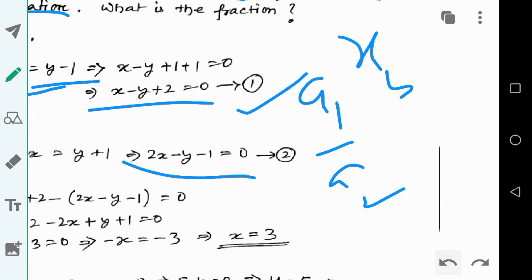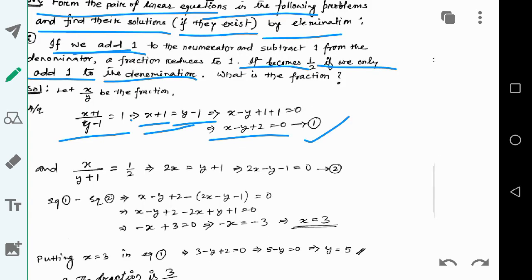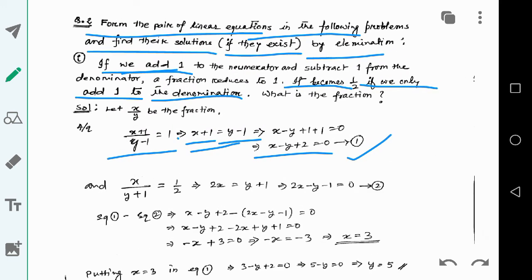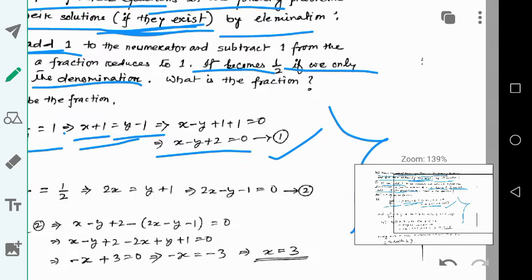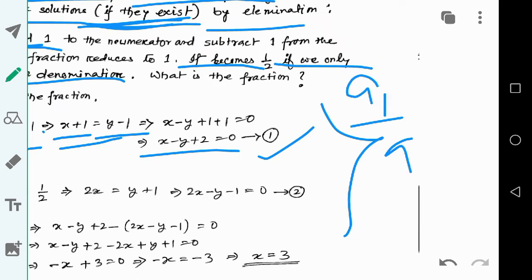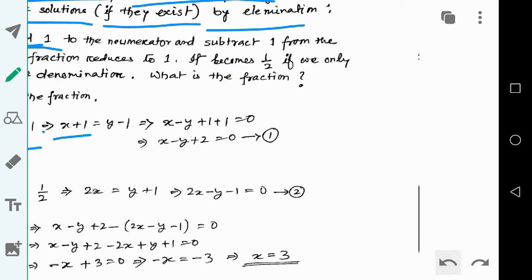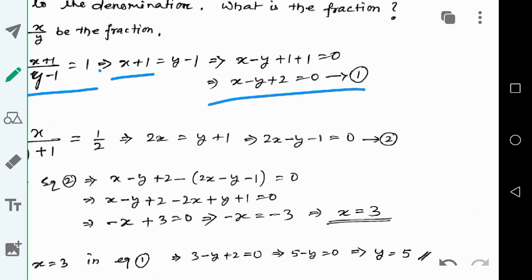Now you see, if the question is asked directly, "solve", and it is not mentioned "if they exist", then you have to solve like this. And if it is given "if they exist", then you need to check whether the condition a1 by a2 not equal to b1 by b2 is obeyed by these two equations or not. These things are already discussed in earlier classes, so I have not done it here, and straight away I have solved the equations here.